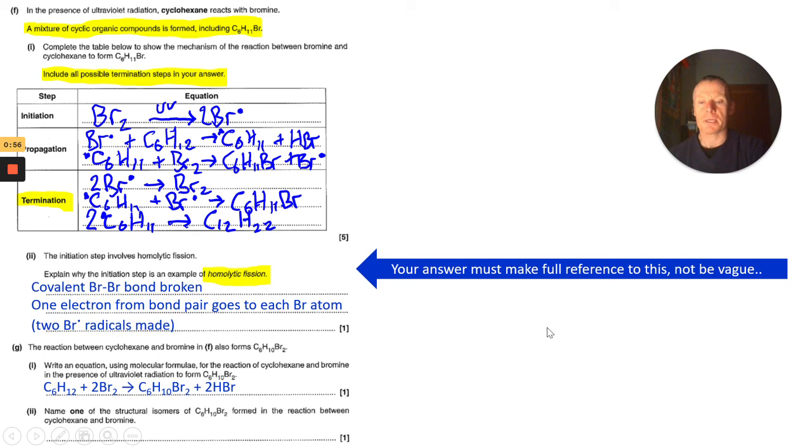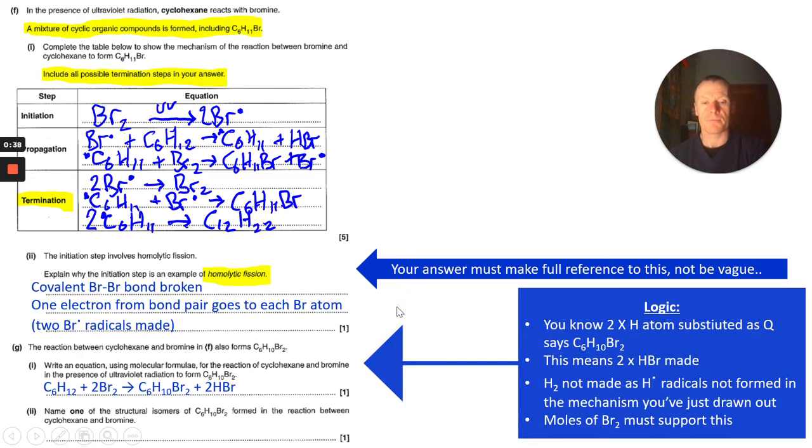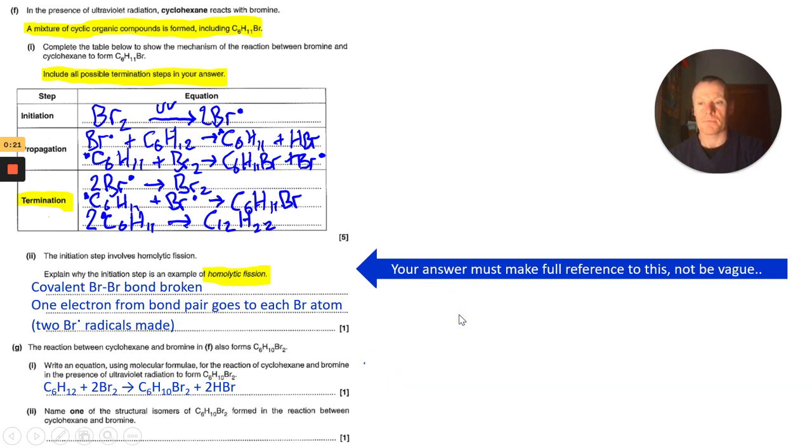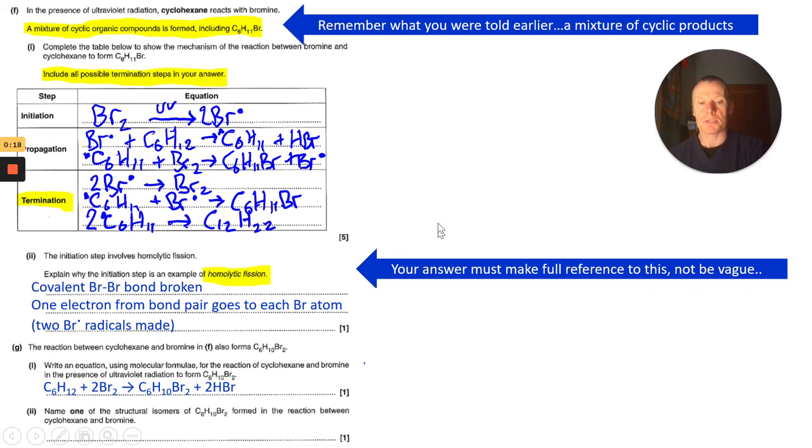So the equation using molecular formula for the reaction of cyclohexane and bromine in the presence of ultraviolet radiation to form C6H10Br2. There's actually quite a lot of information lurking in there, particularly the C6H10Br2. And this is a type of question that a lot of people actually get wrong because they don't realize what it is they have to work out. So the logic is that you know there's 2 hydrogen atoms substituted as the question says C6H10Br2. That means 2 HBr. H2 is not made as hydrogen radicals are not formed, so therefore the moles of Br2 must support this. So in the final part, any particular cyclic product is what you want.